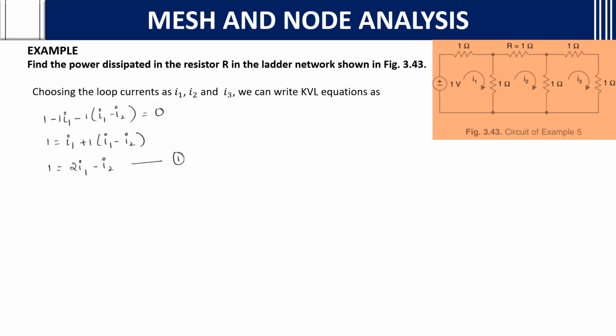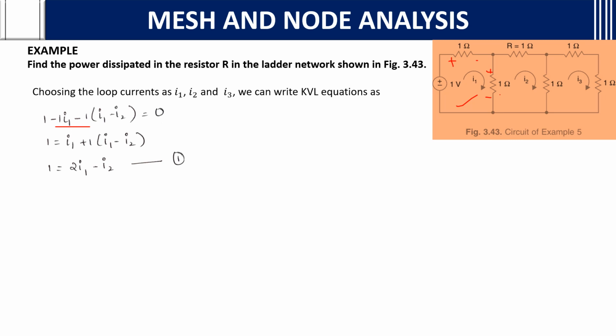What is the KVL for? Apply KVL for the first mesh. We will write 1 here, plus minus plus minus. If you consider 1 minus 1 I1, minus 1 I1. Why? R into I is nothing but the voltage drop across the resistor. So 1 into I1, minus 1 into I1 minus I2.